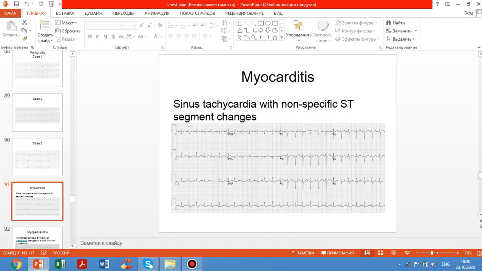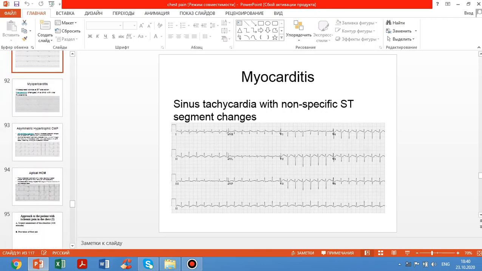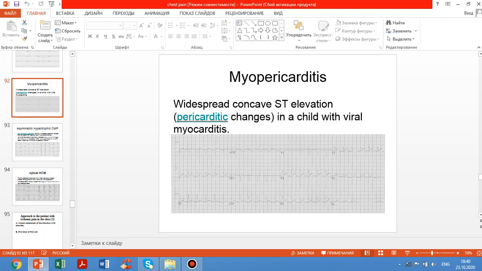This is myocarditis. Myocarditis changes in ECG: sinus tachycardia with non-specific ST segment changes. Myopericarditis: widespread concave ST elevation, pericarditis changes in a child with viral myocarditis. You can see ST elevation in the second, third leads and PR depression in these leads also.